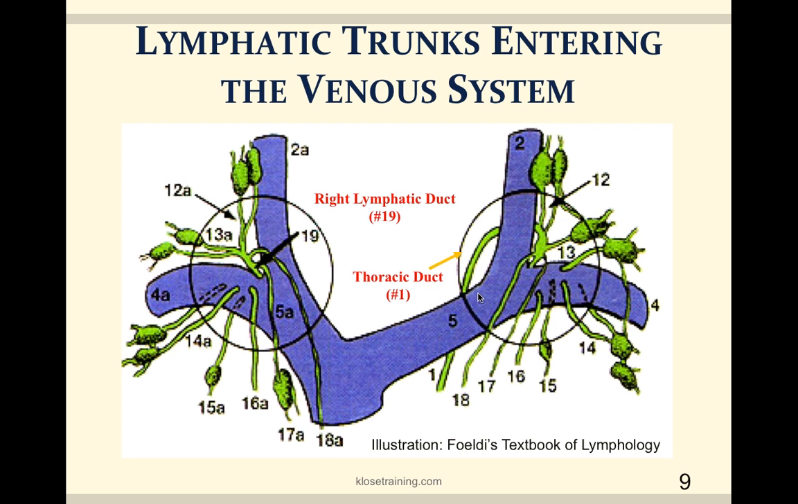Okay, so next we'll talk about the lymphatic trunks. So this is where I was talking about the lymphatics come and join back into the venous system. And you'll see here that you have your thoracic duct. Number 1 is the thoracic duct. It's going to go behind the venous angle, and it's going to come and join into the left subclavian vein. On the right side, you have your right lymphatic duct, and it's going into the right subclavian vein.